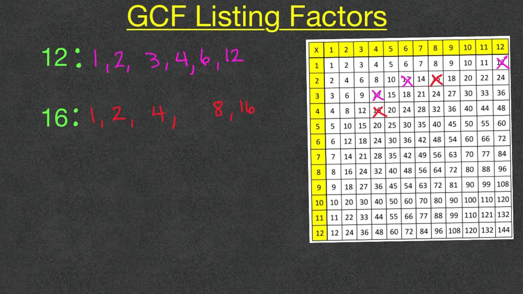So now that we have all the factors, now we're going to see which one is the greatest. Now notice that they both have a 1, they both have a 2, and they both have a 4, and that's it. So which one is the greatest? The greatest common factor in both is a 4.